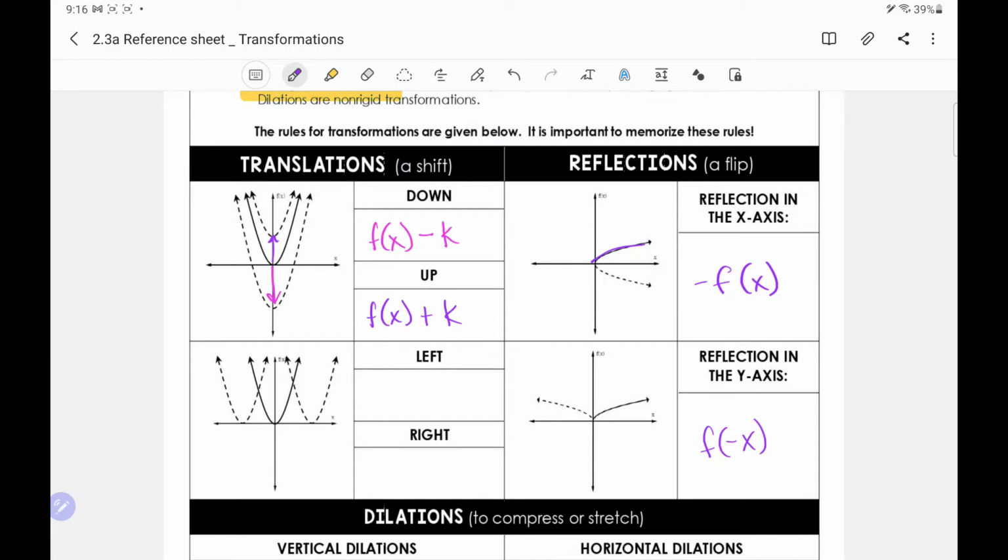Okay, so what about left and right translations? If we have plus h inside the parentheses, f of x plus h shifts the graph to the left. So that's this one. And then if we had f of x minus h, it comes this way. Notice the positives and negatives. When we're going down, it makes sense that we subtract k, and going up, we add k. For left and right, it's the opposite of what we would expect. It says plus h, that means we're going to the left. And that seems strange because it's like a negative direction. So just keep that in mind. If it's x minus h, it's going to the right.